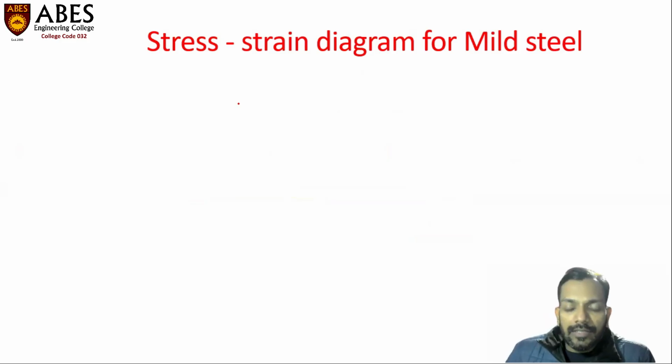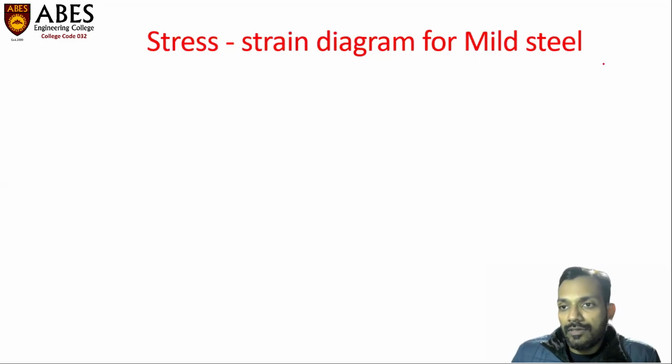So dear students, in the last lecture, we already discussed the fundamentals of stress and strain. We discussed what is stress, what is strain, and different kinds of moduli of elasticity. We also discussed what is Poisson's ratio. Now let's see how the variation of stress takes place with the variation in strain.